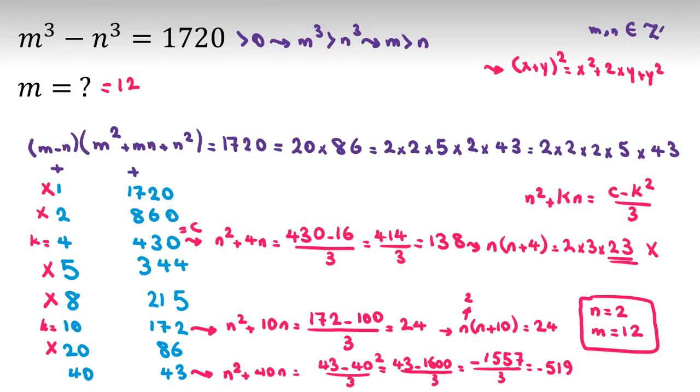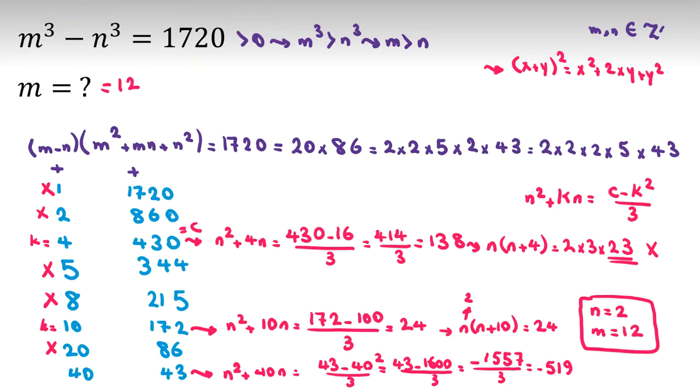Now let's check. n times (n plus 40) equal to negative 519. Negative 519 is negative 3 times 173. And 173 is a prime number. If n is multiple of that, we won't reach negative 3. It's not possible. Okay?